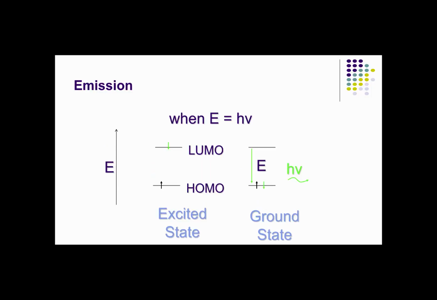In some cases, the excited state molecule will return to the ground state by emitting a photon of light with energy E equals h nu. Now let's delve a little bit deeper into the emission process.